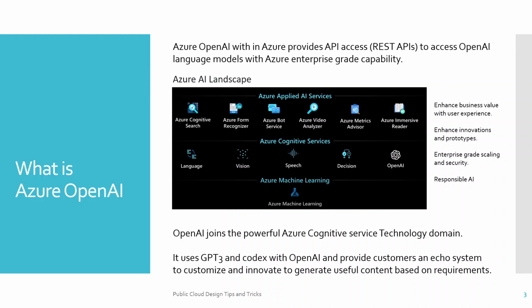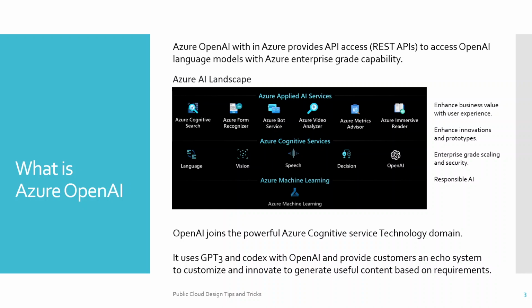And if you see the whole landscape of Azure AI, there are three areas basically. One is Azure Machine Learning, which is the foundation of AI, and then Azure Cognitive Services, and then Azure Applied AI Services. Within Azure Cognitive Services, you have speech recognition, vision, language, decision, all these things, and that is where OpenAI gets added. So that is where it comes into the picture.